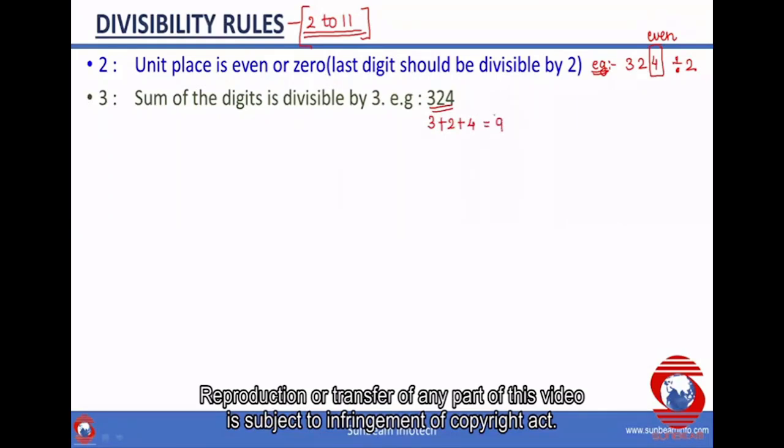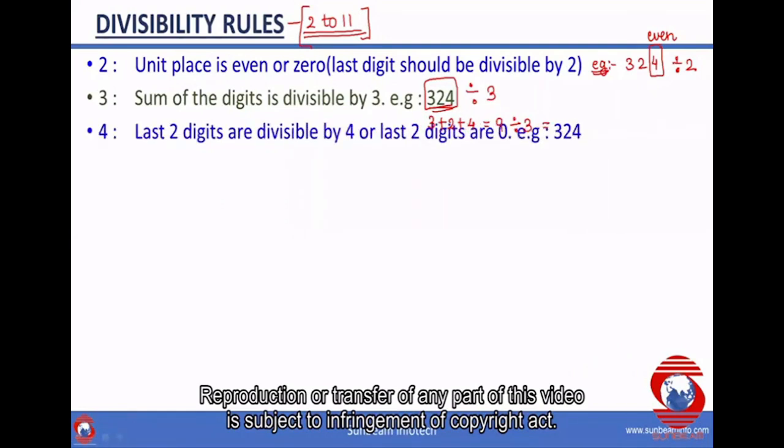So can I say this sum of the digits that I just calculated, is it divisible by 3? Can I divide 9 by 3? Yes. So can I say this big number 324 is completely divisible by 3? Can I say so? Yes.